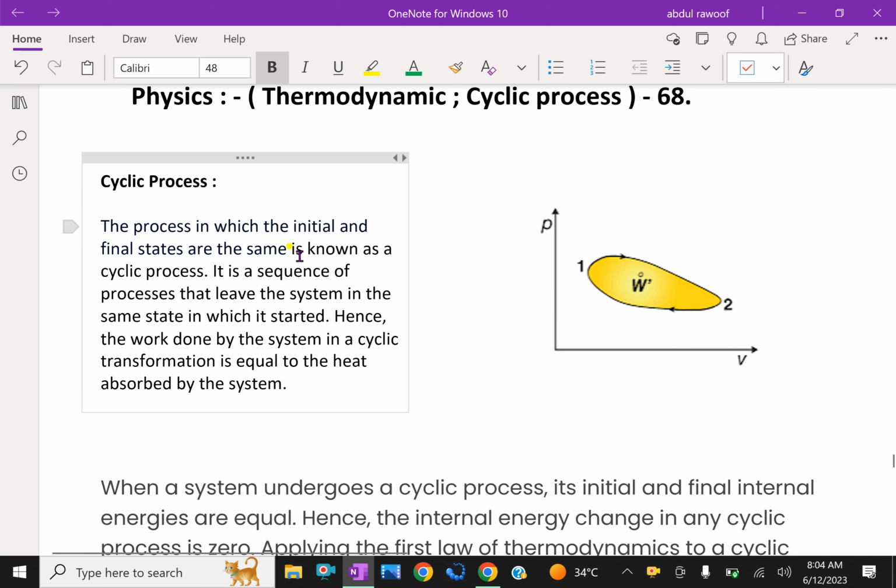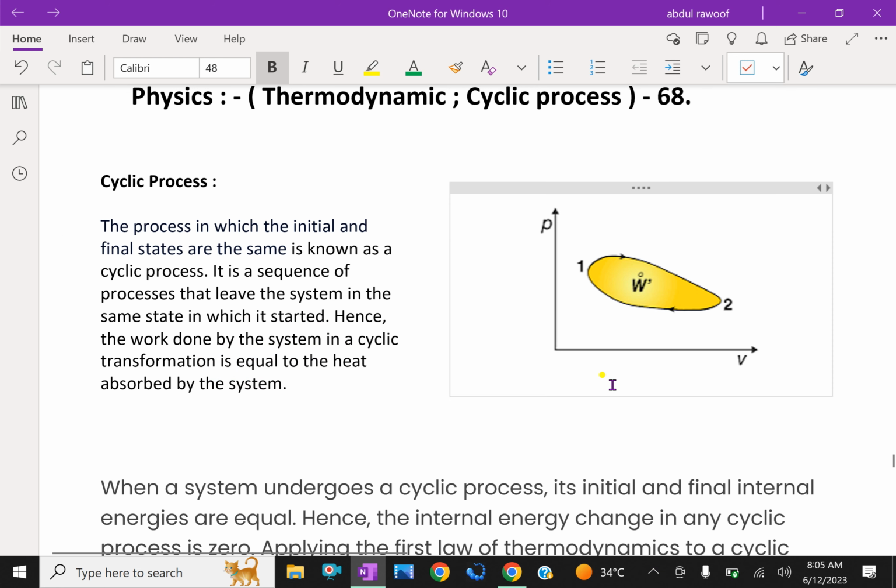In physics, regarding thermodynamics, let us discuss the cyclic process. The process in which the initial and final states are the same is known as a cyclic process. It is a sequence of processes that leaves the system in the same state in which it started. Hence, the work done by the system in a cyclic transformation is equal to the heat absorbed by the system.